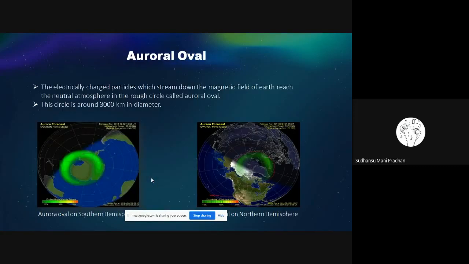The electrically charged particles which stream down the magnetic field of the Earth reach the neutral atmosphere in a rough circle called aurora oval. It is the footprint in the atmosphere of the boundary between the highly stretched field lines of the polar cap and the more normal field lines at the lower altitude. The diameter of the aurora oval is roughly around 3,000 kilometers. As you can see, here are two figures depicting the aurora oval on the northern and the southern hemisphere.